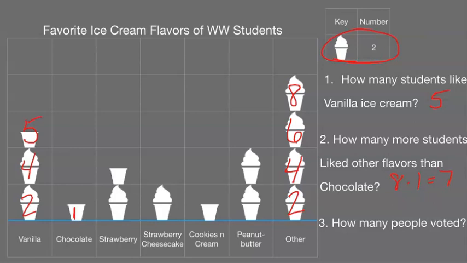So I could just count up all the ice cream cones and multiply it by 2 and then add my 1/2ers in there. That might be interesting. Let's see how this works. So I've got 1, 2 whole ones, 3, 4, 5, 6, 7, 8, 9, 10.